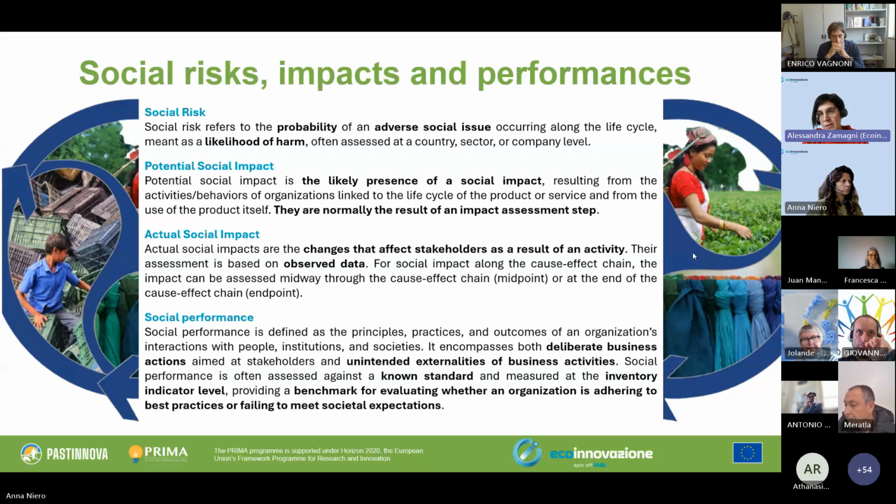When we talk about social impacts, we need to distinguish whether we account for potential impacts or actual impacts. In LCA, we always talk about potential environmental impact, because we don't have the capability to measure them. In terms of potential social impact, we refer to impacts whose presence is likely in terms of social consequences, and they might be the result of activities or behaviors of the organizations related to the product system. While when we talk about actual impact, we refer to those that represent the changes that affect the stakeholders as a result of an activity. So they are based on real observed data. So we have evidence telling us that that specific impact or benefit is really occurring.